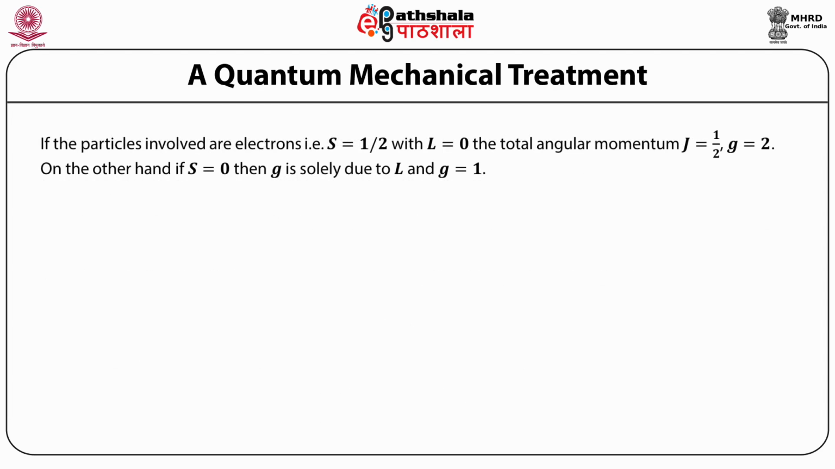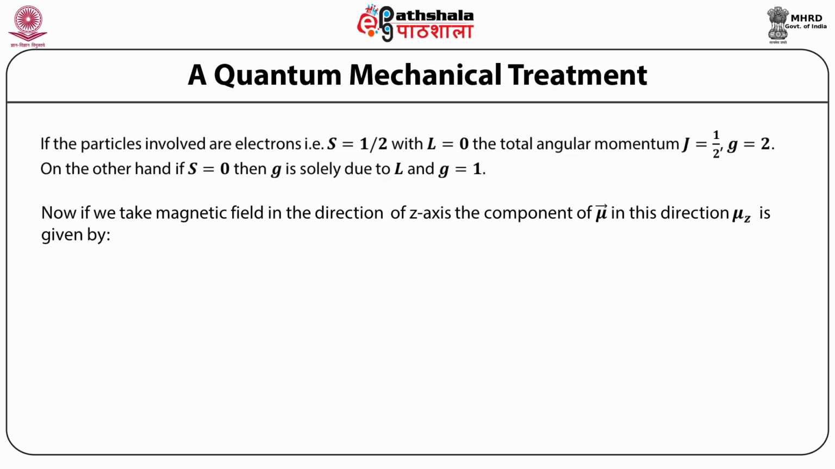with L = 0, the total angular momentum J is equal to 1/2 and the Landé factor g is equal to 2. On the other hand, if S = 0, then g is solely due to L and g is equal to 1. Now if we take the magnetic field in the direction of the z-axis, the component of μ in this direction, μ_z, is given by μ_z = g μ_B m, where m takes values from −J to +J in steps of 1.